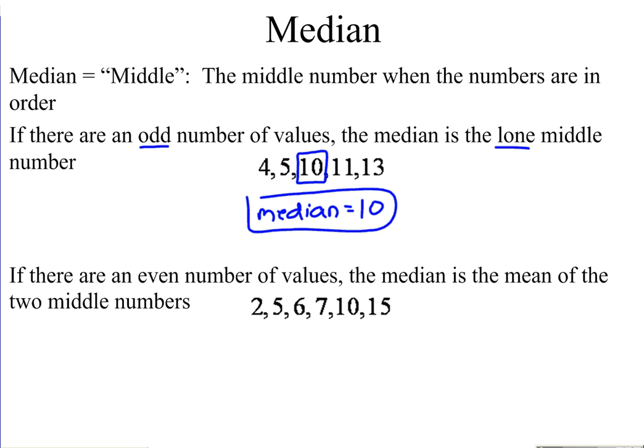If there are an even number of values, the median is the mean of the middle 2 numbers. If I look at this data set, there's 1, 2, 3, 4, 5, 6 data values. That's an even number of values. Anytime it's even, we have to find the mean of the middle two. The middle two numbers in this case are 6 and 7. 2 digits to the left, 2 digits to the right. So that means the median is the number in the middle of those two, which is the same as simply finding the average of those two, which is 6.5.